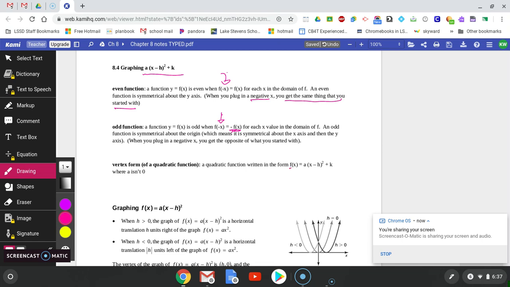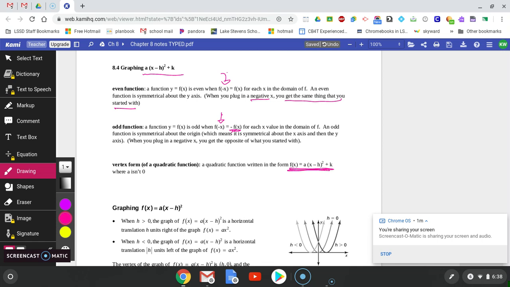All right, so vertex form. Vertex form is really nice because it gives you the vertex. So remember when we had y equals ax squared plus bx plus c, to find the vertex, you had to do the opposite of b divided by 2 times a, and then you plug that back in to find the y coordinate. That was how you found the vertex. That was when it was in standard form. But now, if it's in vertex form, it will give you the vertex.